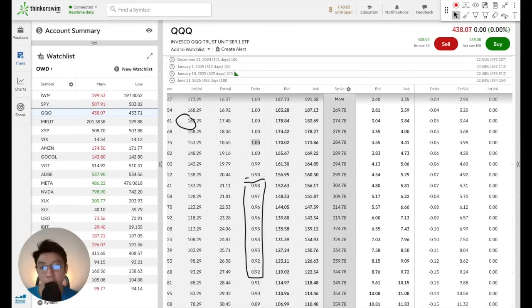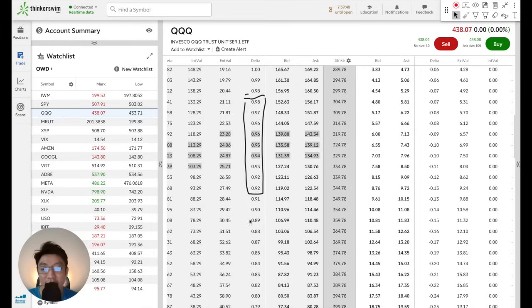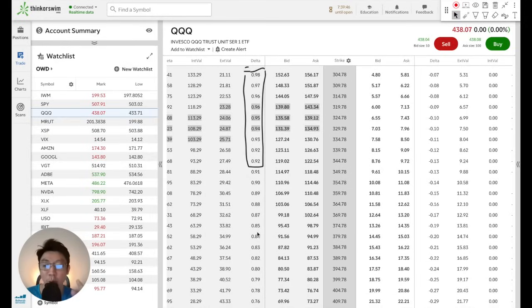And here's the cool thing. Although your intrinsic value starts to drop as the market starts to go down, your extrinsic value actually starts to go up. Can you see down here? You can see that the extrinsic value starts to increase as this delta starts to decrease. So what this means is that you actually have a very nice cushion when the market drops, right?